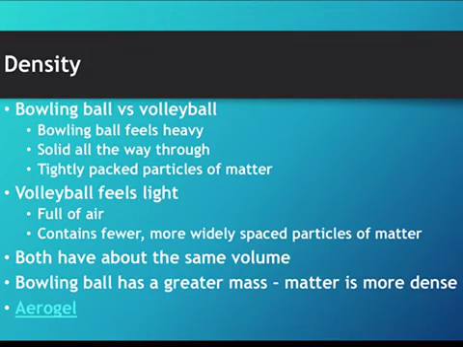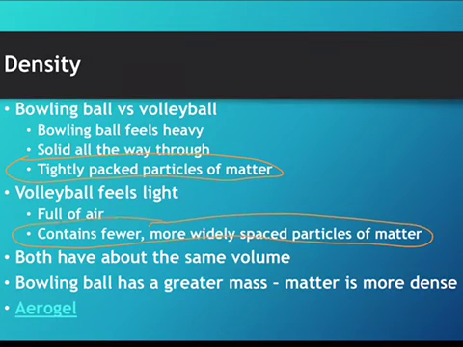So when we look at a bowling ball versus a volleyball, the bowling ball feels very heavy. It's solid all the way through, and it's very tight. The particles are very tightly packed. The volleyball will feel lighter because it's full of air. It's going to contain fewer and more widely spaced particles. They both have the same volume, but the bowling ball will have a greater mass, and it is more dense. The density really has to do with this statement right here, how tightly packed the particles are. The more tightly packed the particles in a substance are, generally speaking, the higher its density is.